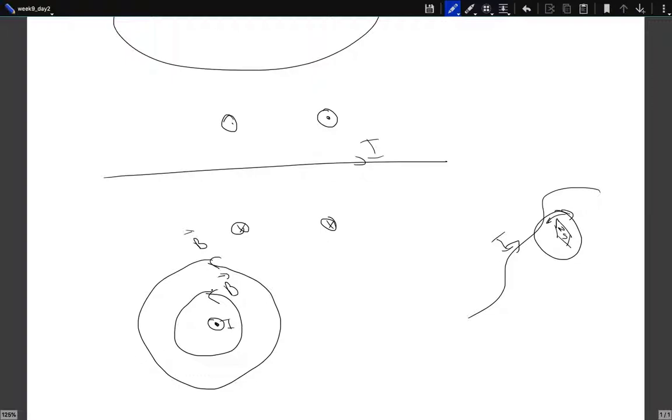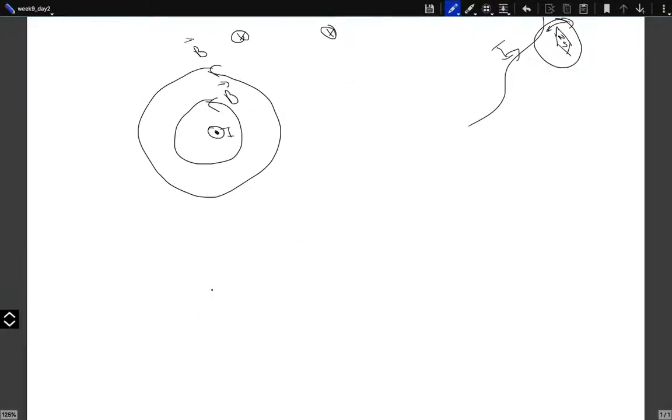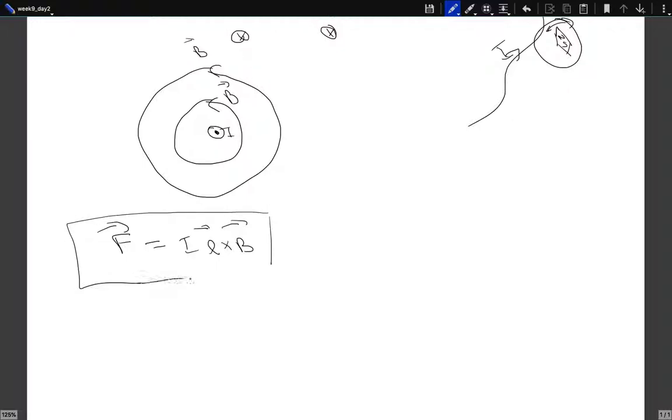Then we said, okay, the current exerts a force on a magnet. What about the magnet exerting a force on the current? And they also exert one. Any current will feel a force in a magnetic field given by I times L cross B, if B is uniform.